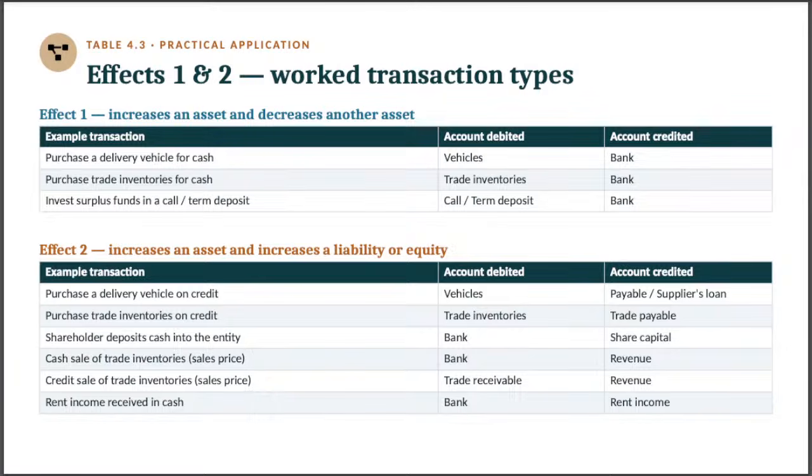Now let's look at some practical applications with effects 1 and 2 and work transaction type. So here's effect 1. Increases an asset and decreases another asset. So going through here, we get to see how, literally, with the vehicle purchase, the rubber meets the road.